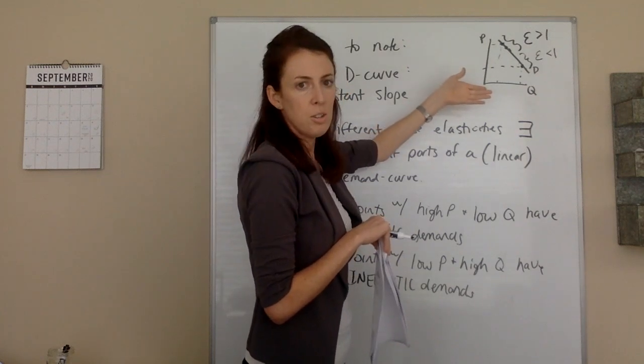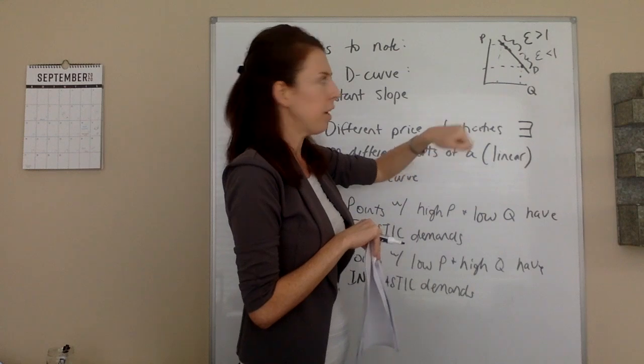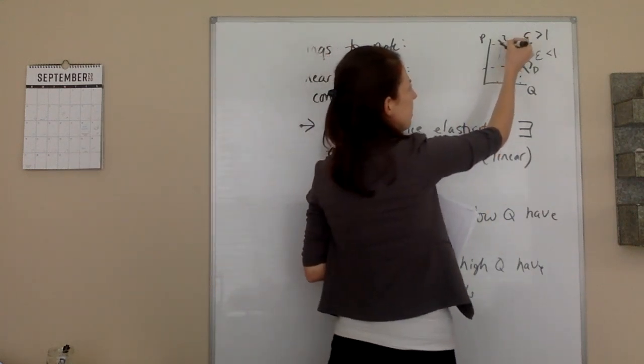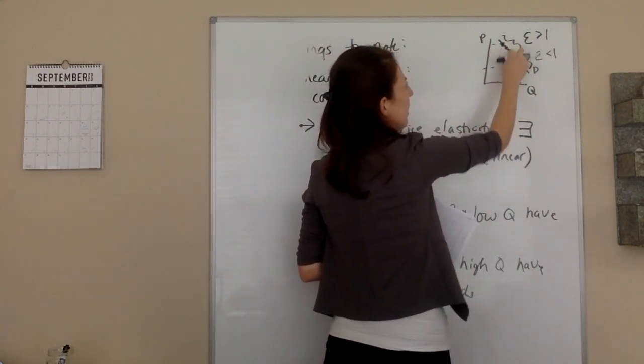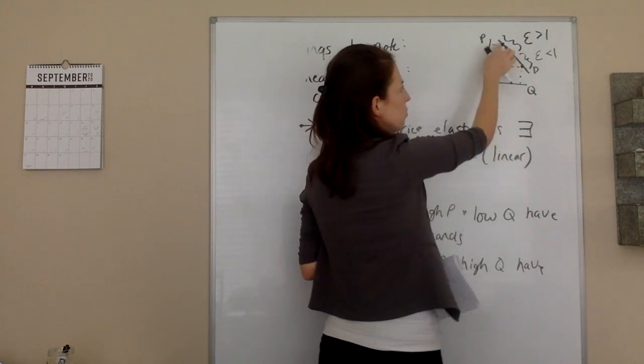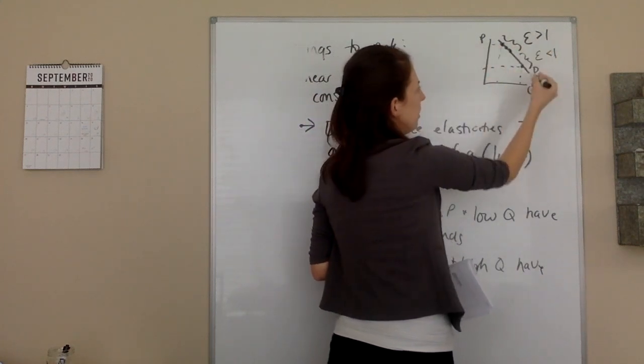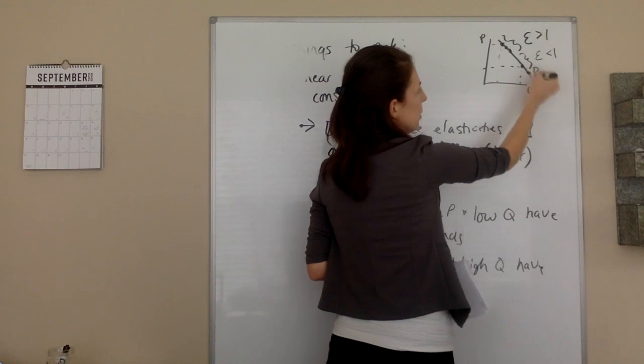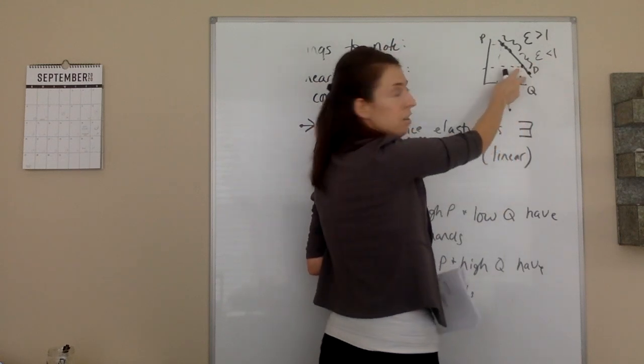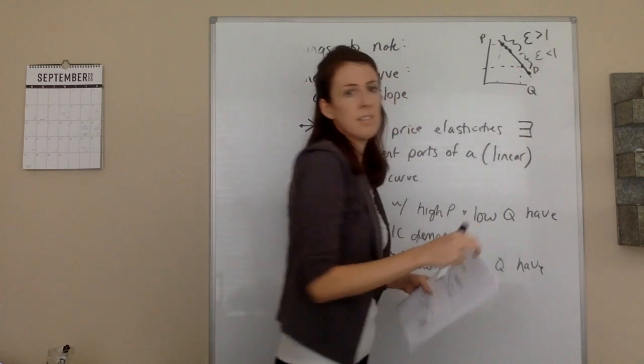So what you can do is get out a piece of paper, draw a linear demand curve, plot 2 points up here, calculate the elasticity for those 2 points, and you should get an elasticity greater than 1. You can pick 2 points down here, use those to calculate an elasticity, and you should get an elasticity less than 1.